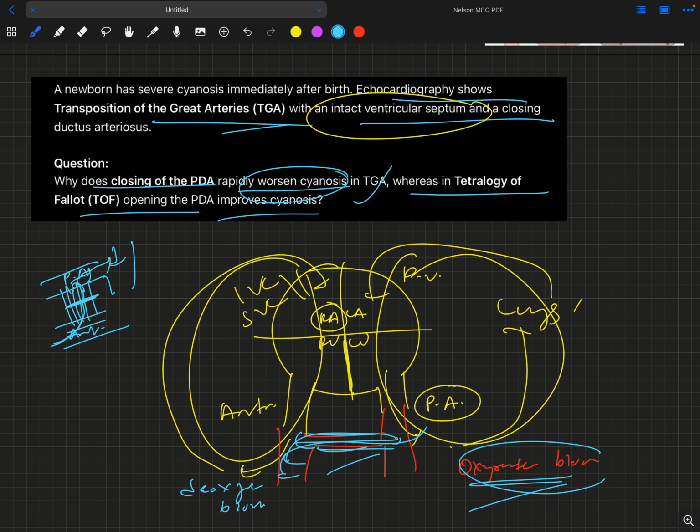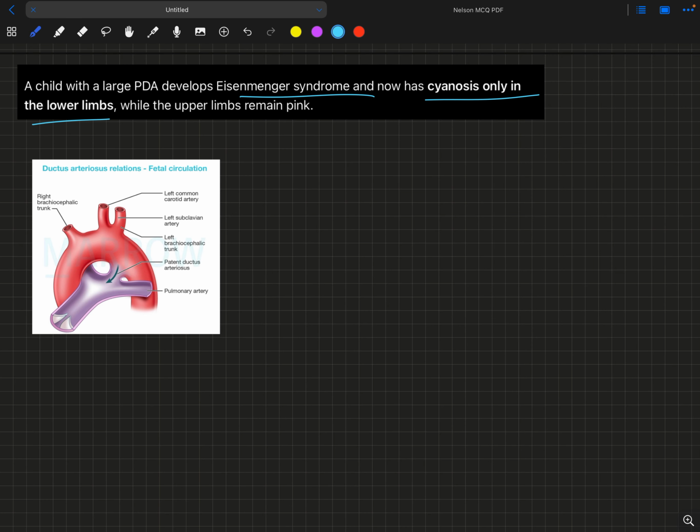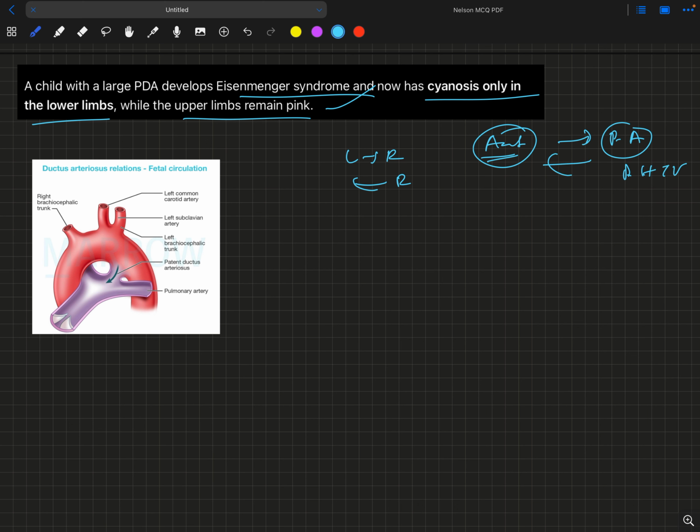A child with large PDA develops Eisenmenger syndrome. Now has cyanosis only in lower limbs, whereas the upper limb remains pink. So how does it develop? Eisenmenger syndrome is shunt reversal. Normally the PDA shunt is a left to right shunt, because on the left we have the aorta and on the right we have the pulmonary artery. The aorta is connected to the left ventricle with high pressure and the pulmonary artery to the right ventricle with low pressure. Normally the shunt is like that. But once pulmonary hypertension develops, there will be shunt reversal and there will be a right to left shunt.